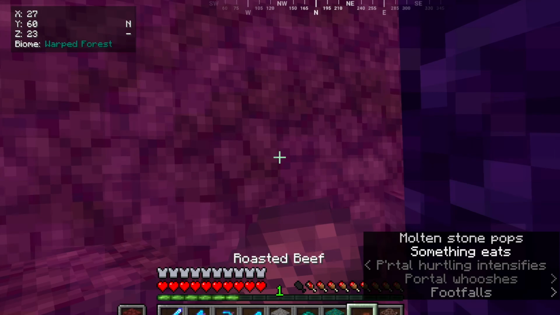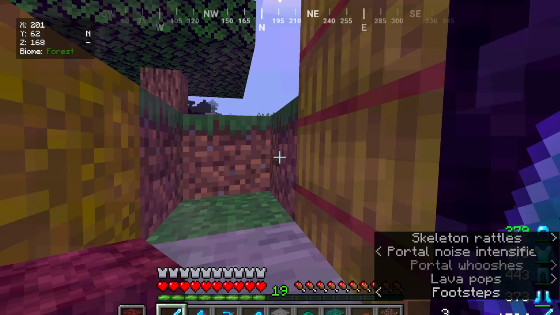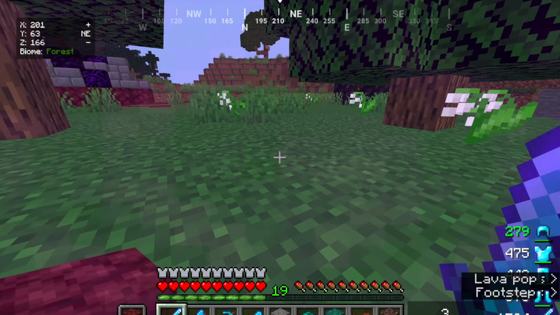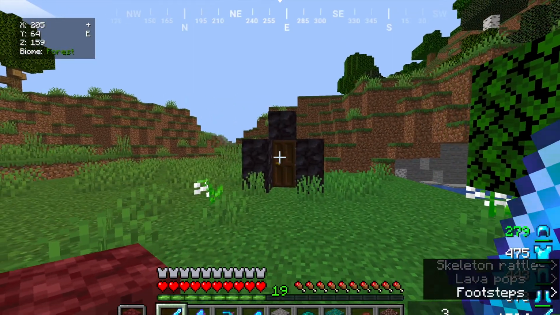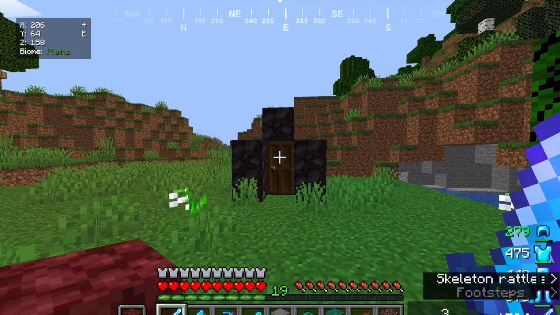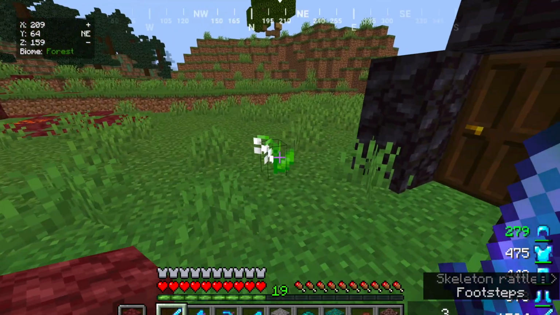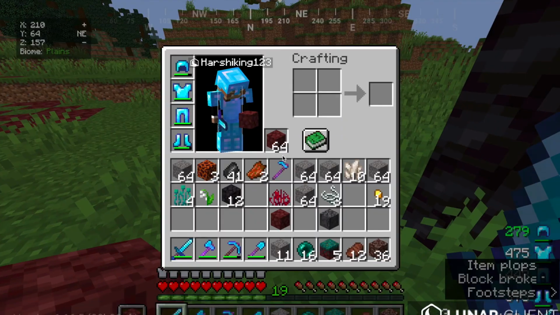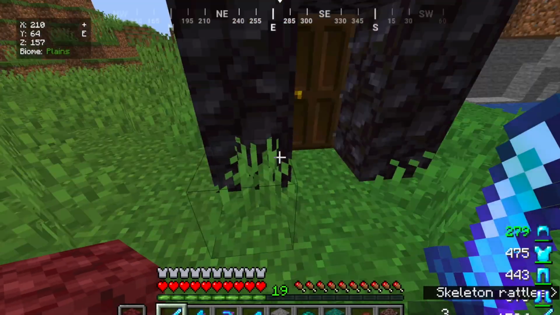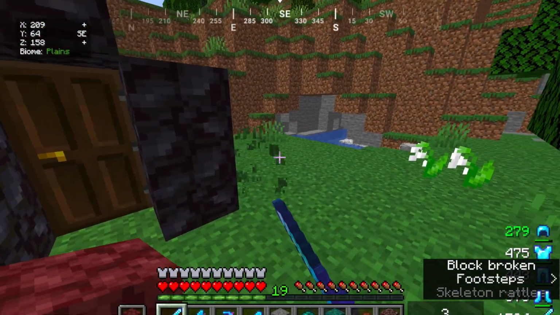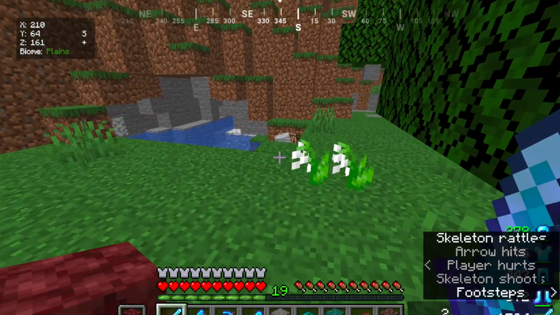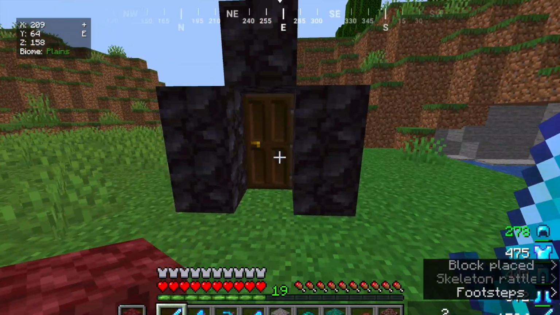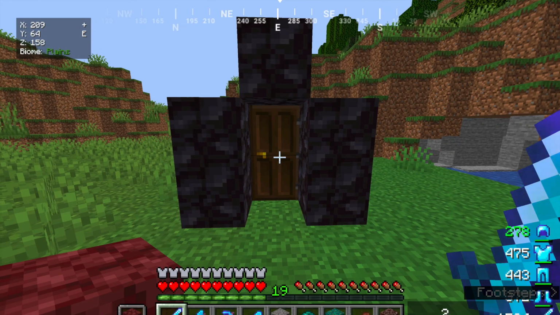Home sweet home. Okay, now that we're back from the nether, what's that door? Is that a lily of the valley? Skeleton? No. Let's go through the door, I guess.